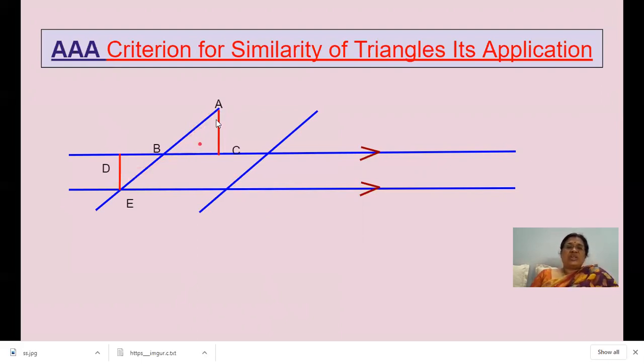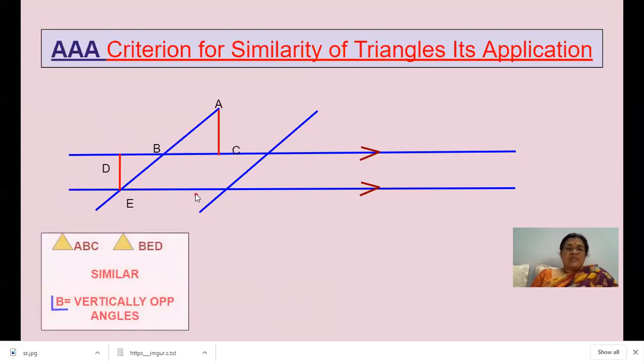See here, this is one triangle, triangle ABC, and here one more triangle BDE. They may ask a question like, see whether these two triangles are similar or not. They may ask this type of question. For that solution, I have shown here.